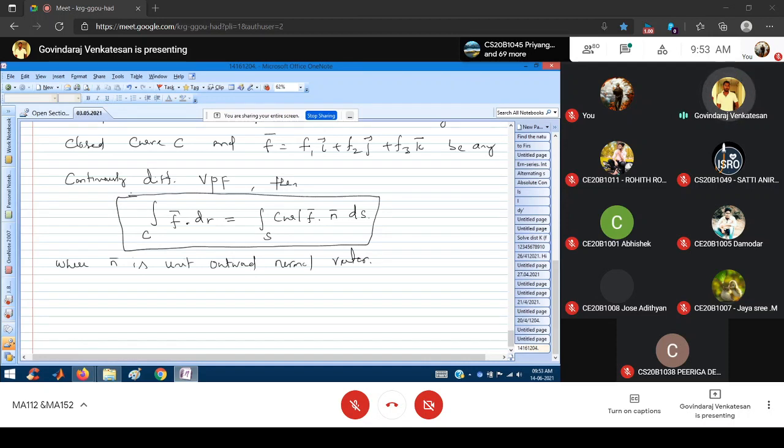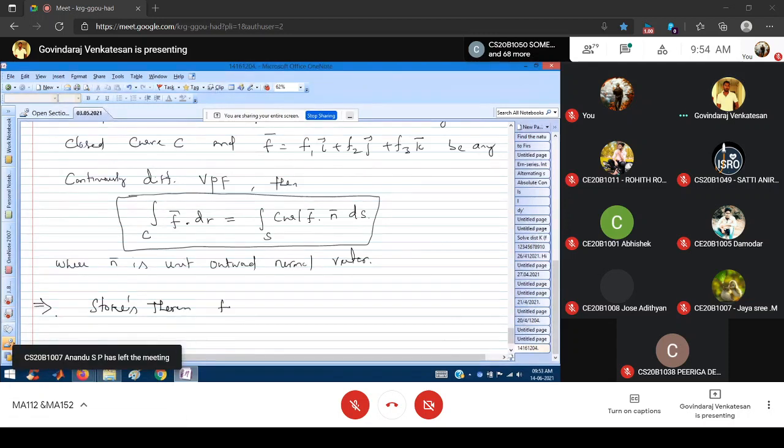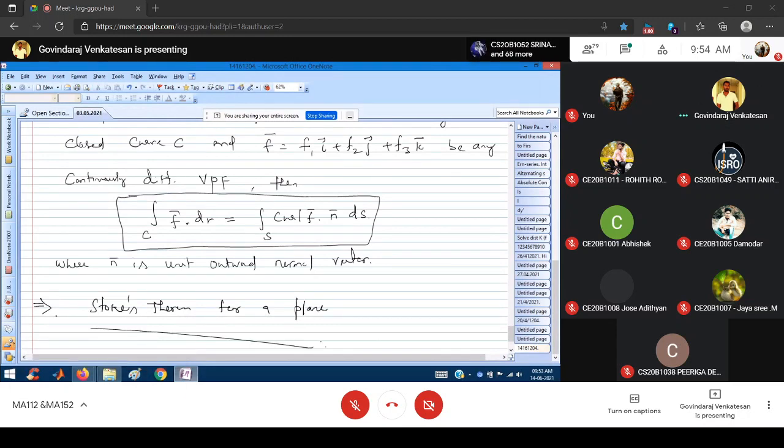So our Green's theorem is a particular case of the Stokes theorem. Okay. How is it a particular case? So I am going to take this Stokes theorem for a plane. Okay.